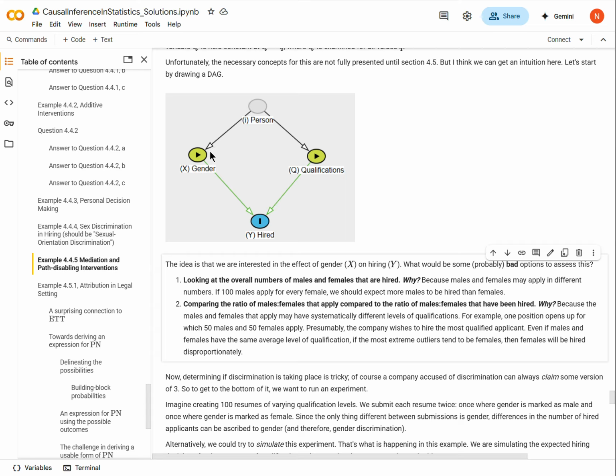Well, then in that case, females are going to be hired disproportionately compared to males without any bias in the decisions, okay. So those are 2 ways that we would not want to try to determine whether or not there is sexual bias in the hiring process.